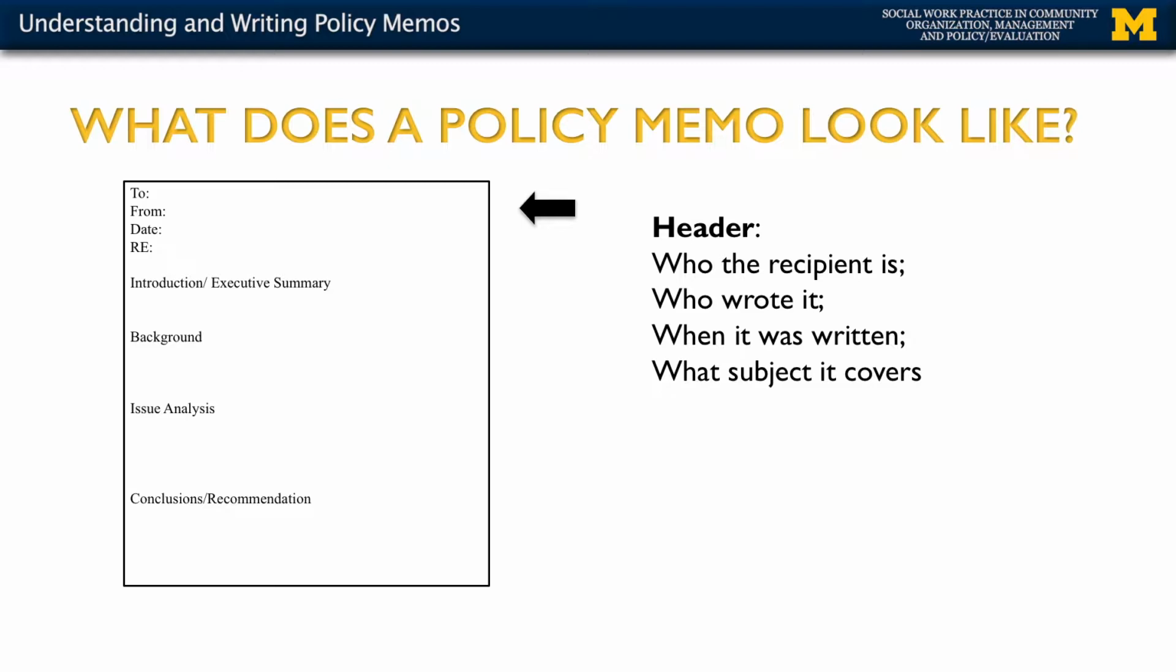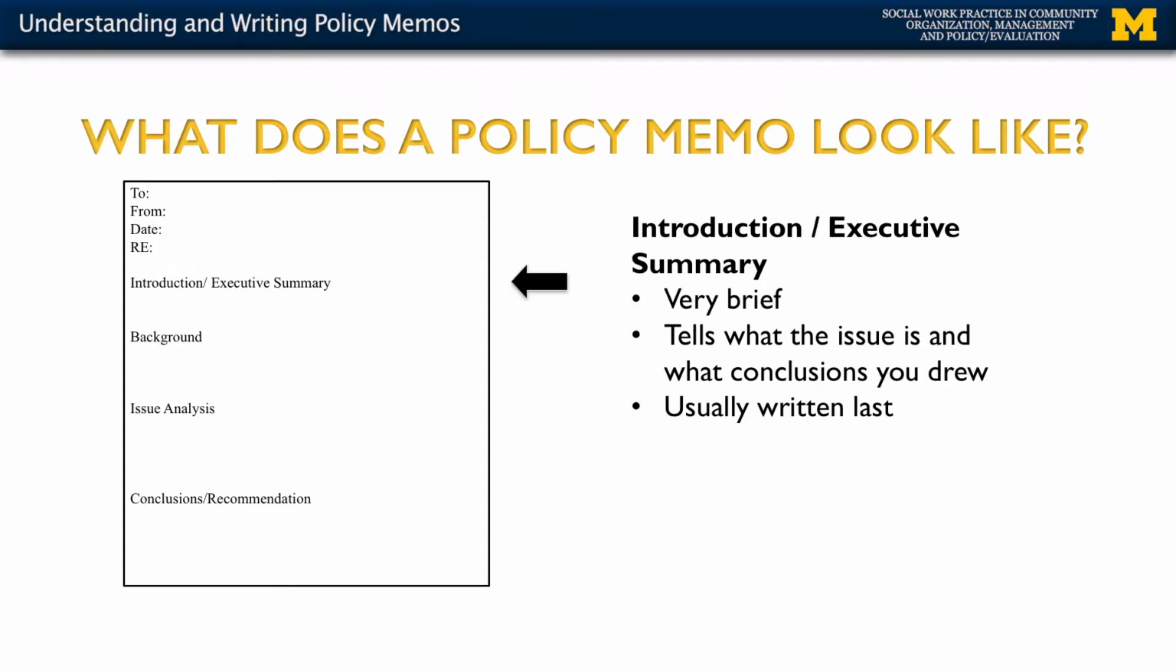So the first at the top is the header. This is something that's pretty standard in any kind of memo, a policy memo, an interoffice memo, anything like that. It tells you who the recipient is, who wrote it, when it was written, and what the subject matter is.